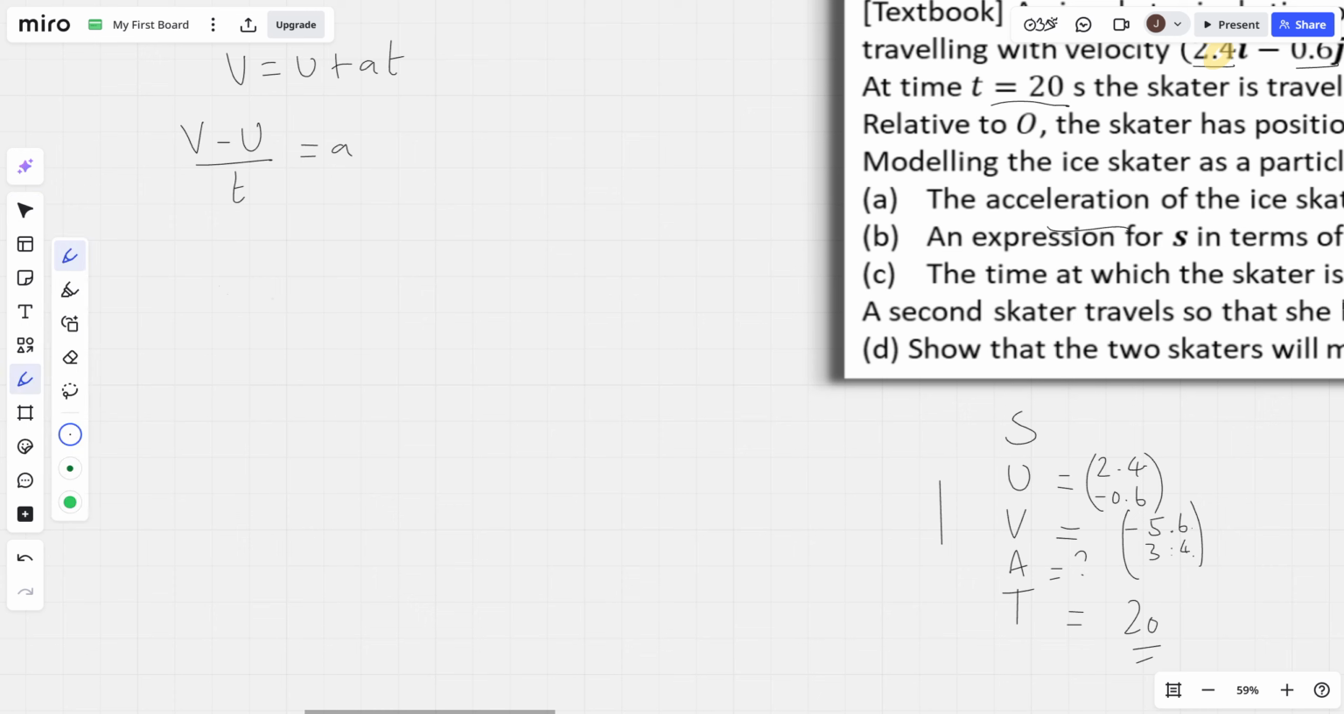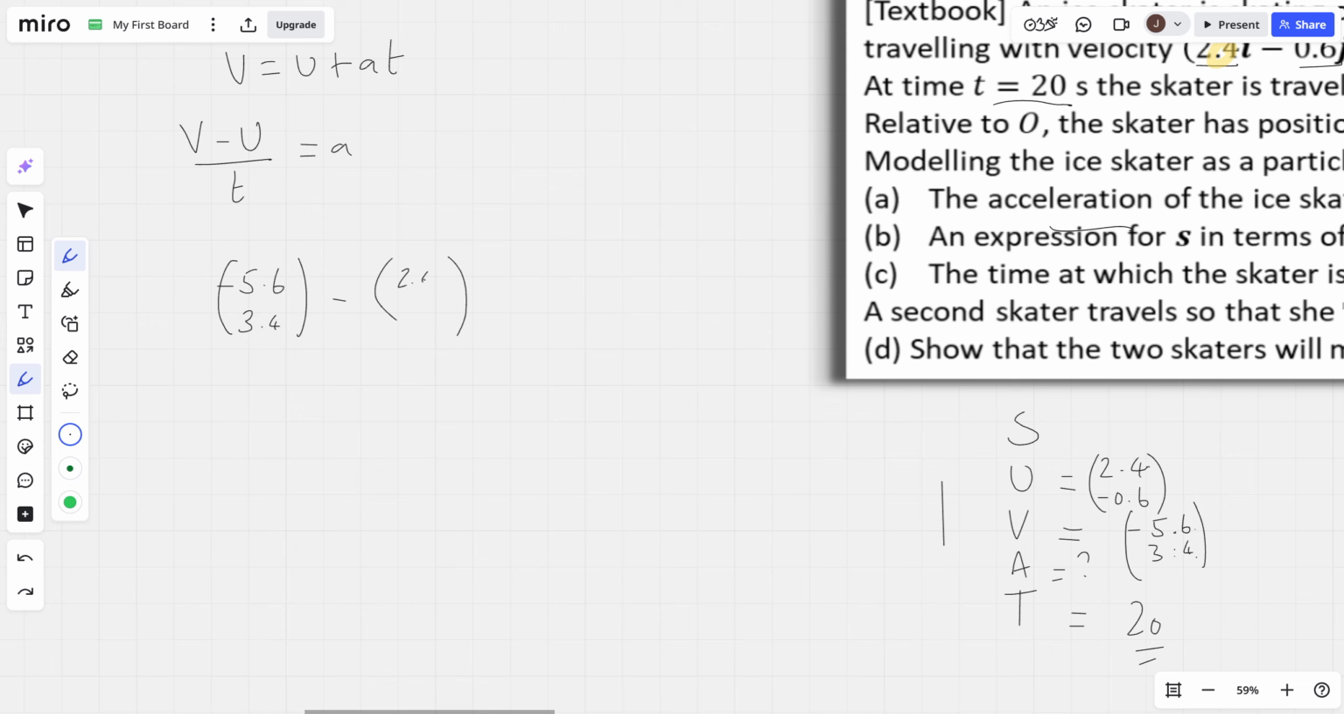So minus 5.6, 3.4 minus 2.4, minus 0.6. And to make it a little bit neater, I'm going to do a 20th of whatever's here. And this will give me my acceleration numbers. So I'm going to get a 20th of what then? A 20th of minus 8. And then is that just 4? Okay. And these will give me my acceleration values.